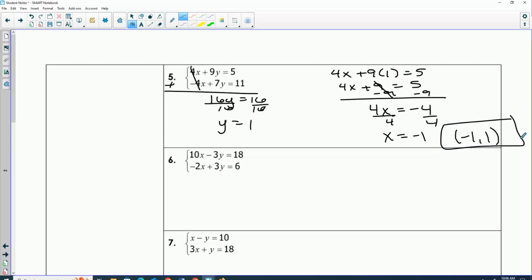So most of our problems today, either we can just add them together and something already cancels, or if we multiply by a negative, they're set up to cancel. Right? Are there any questions?